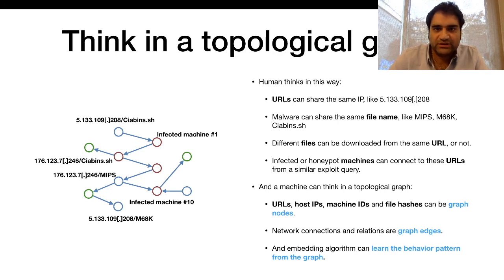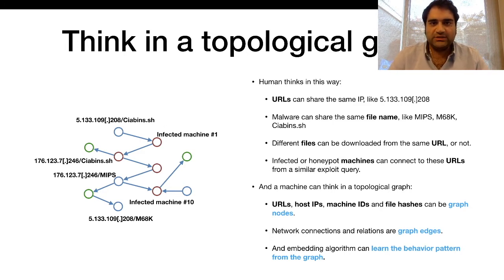We use expressions like URLs can share the same IP, malwares can share the same file name, and so on. That's the way the human brain works. It gets different expressions, encodes the knowledge inside those expressions, and later on tries to relate them and make some conclusions. The machines are different.